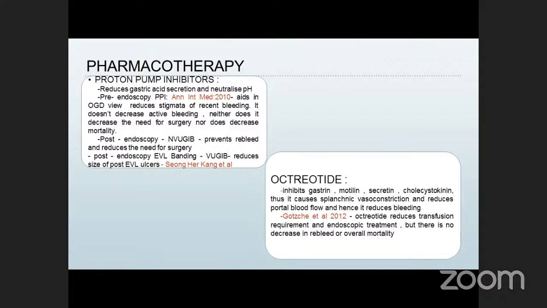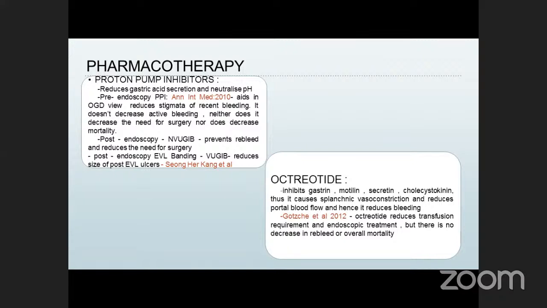But is there any role of proton pump inhibitors in variceal upper GI bleed? Yes. Post-endoscopy EVL banding, prophylaxis with proton pump inhibitors is known to reduce the size of the post-EVL ulcers, as per the Shaheen et al. study. Now coming to octreotide infusion.